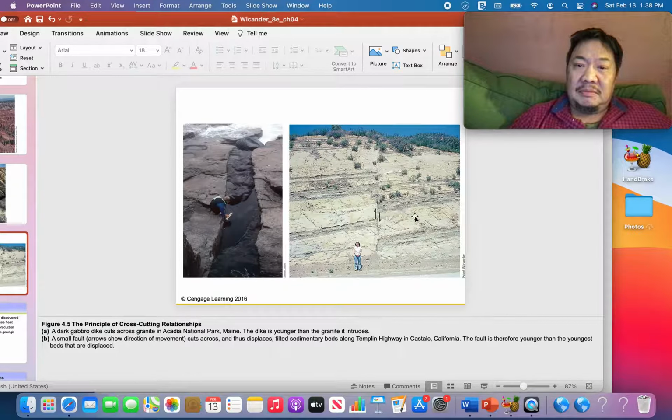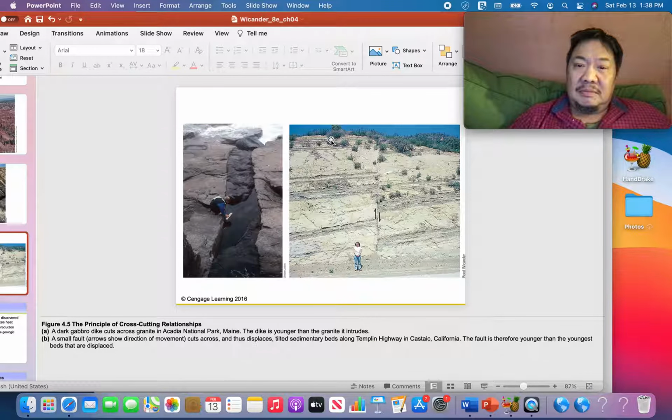Now let's take a look at this picture here. This girl is standing in front of an outcrop. Here you're looking at the youngest rocks, and here are the oldest rocks, because they're all sedimentary beds. So we can use the principle of superposition and state that these sedimentary beds down here are older than these, which are younger, and they get younger as you go all the way to the youngest rocks on top.